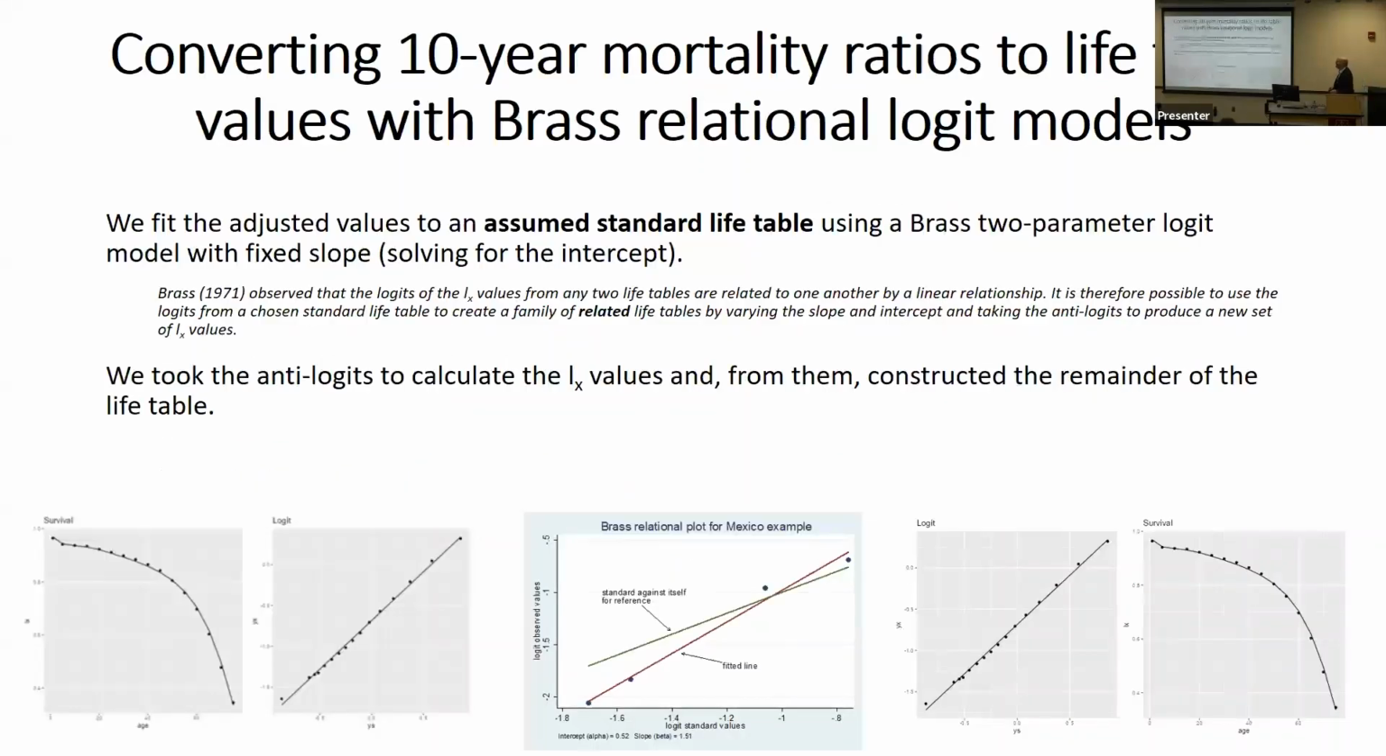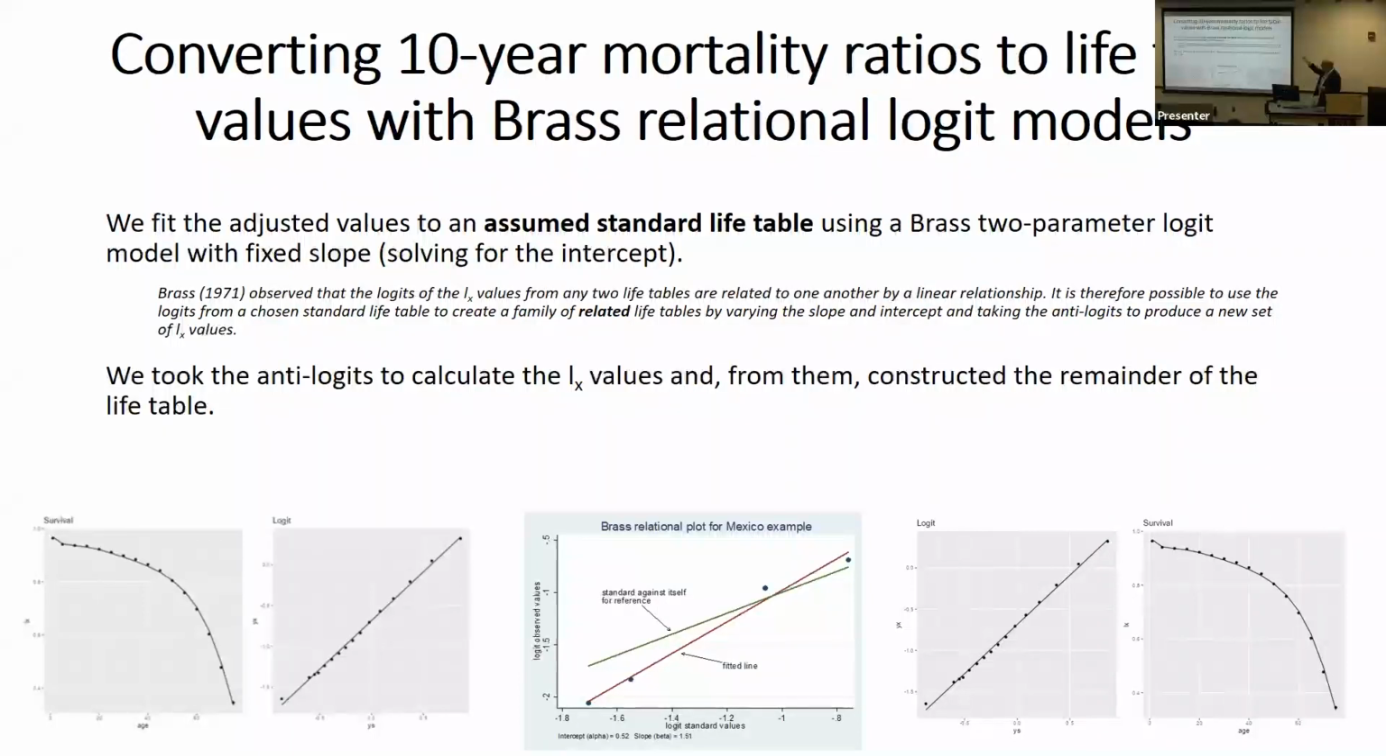Okay. First, we want to create new life tables and a scale here because we don't have any. We have life tables for each decade for the white population only, going back before 1900. So what we do is we fit an assumed standard life table using a Brass two-parameter logit model with a fixed slope. So really it's a one-parameter model.